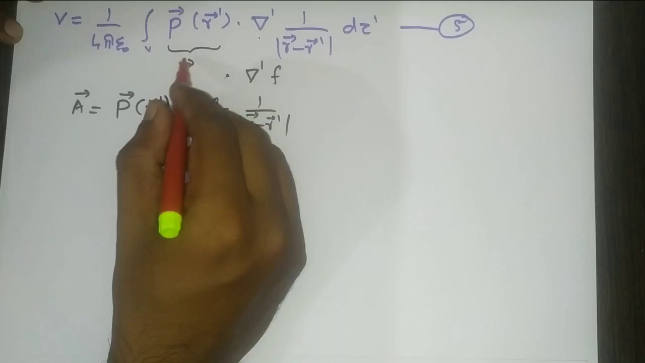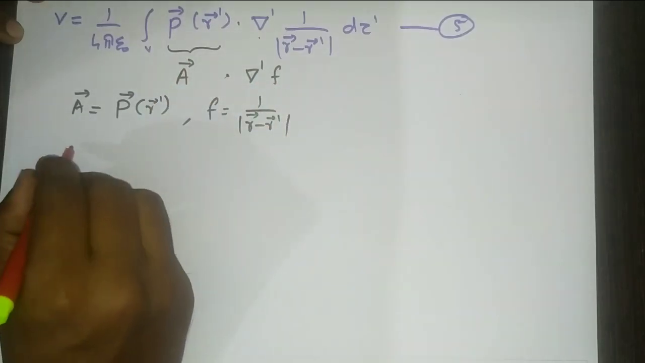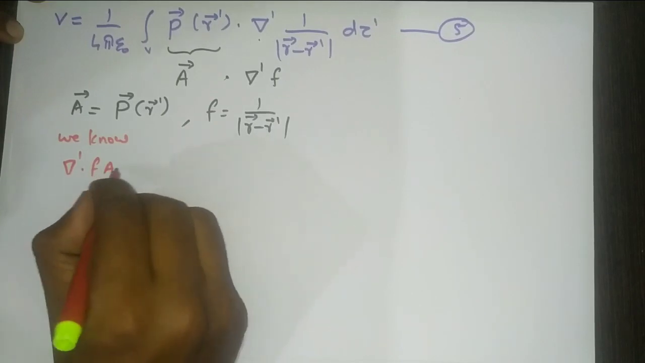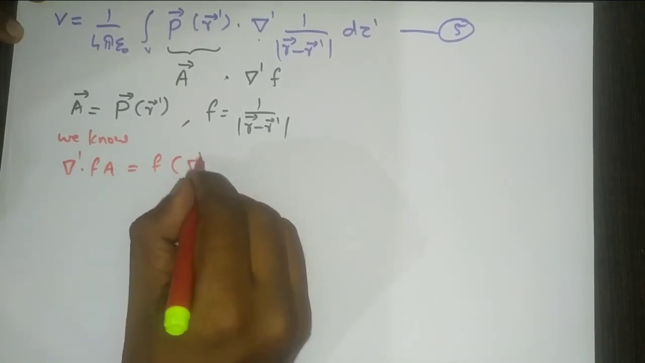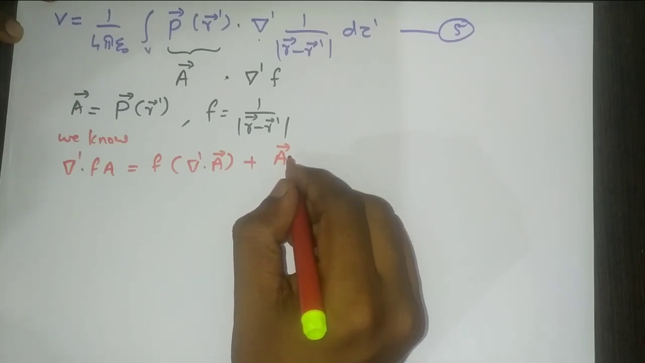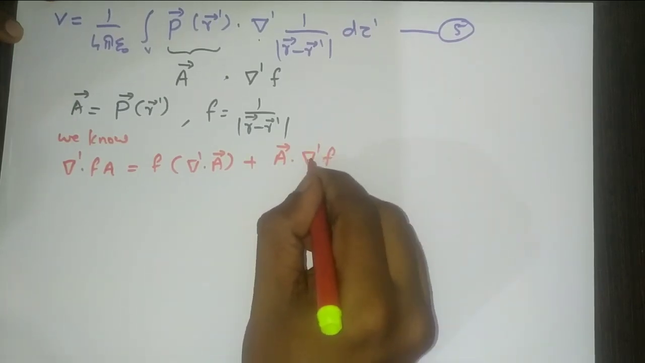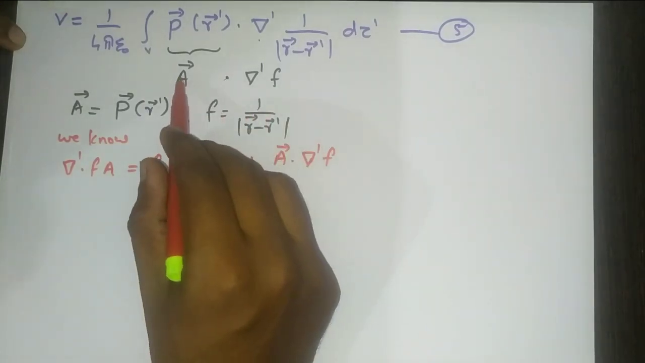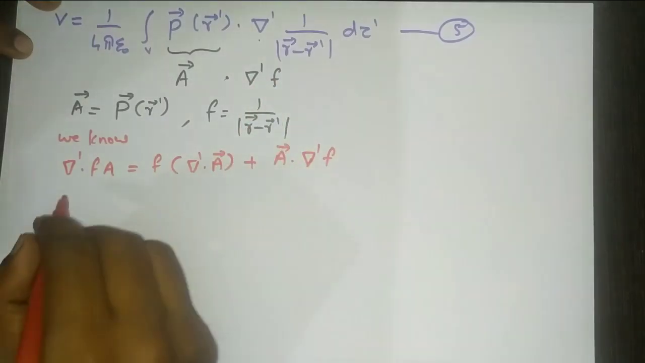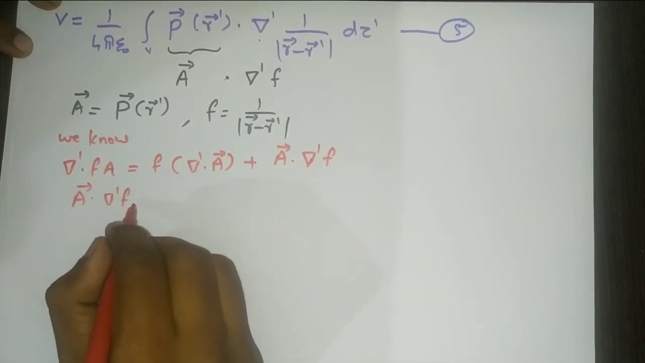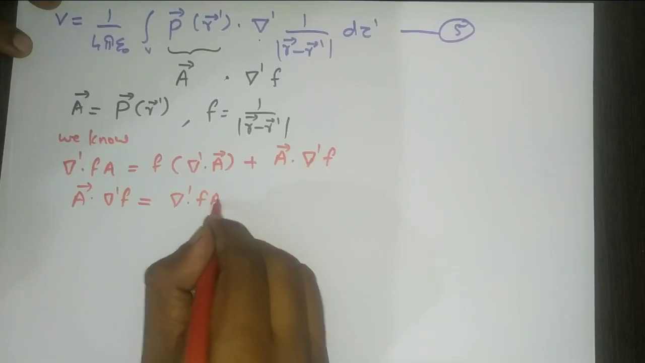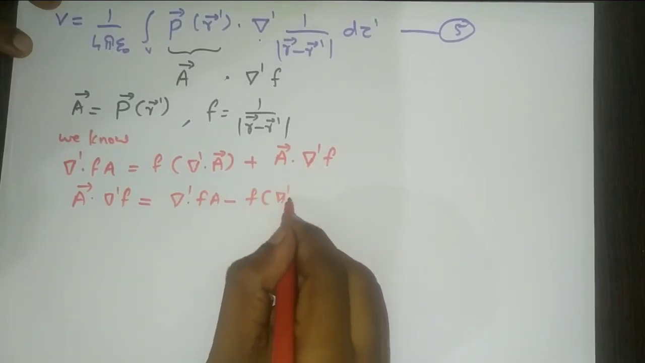If I can write this term as a dot del prime f, then we know the identity, that is del prime dot (f a) is equal to f del prime dot a plus a dot del prime f. Since this term is a dot del prime f, if I take this term to the left side, a dot del prime f is equal to del prime dot (f a) minus f del prime dot a.